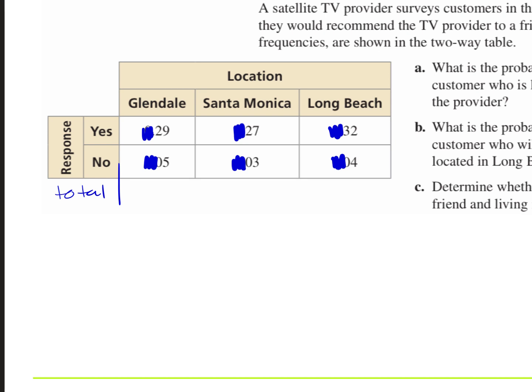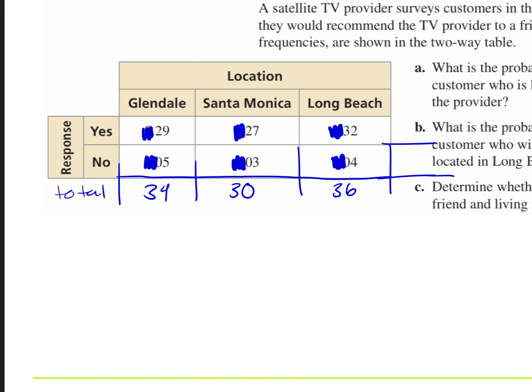So I want to find the total amount of people that were surveyed in Glendale. How many would that be? If 29 people from Glendale said yes and 5 said no, we add those two together, we get 34. How many people total were surveyed in Santa Monica? 30. How many people were surveyed in Long Beach? 36.